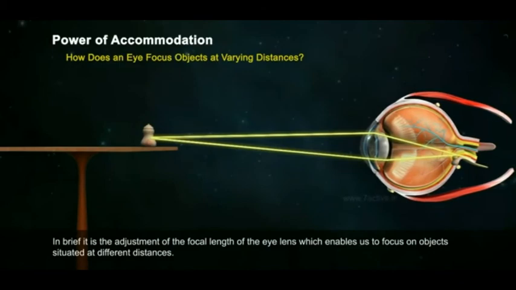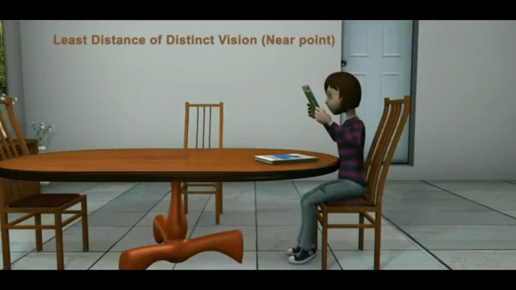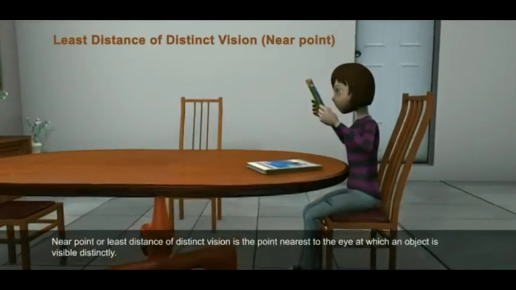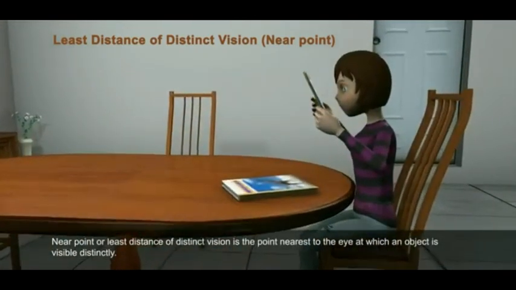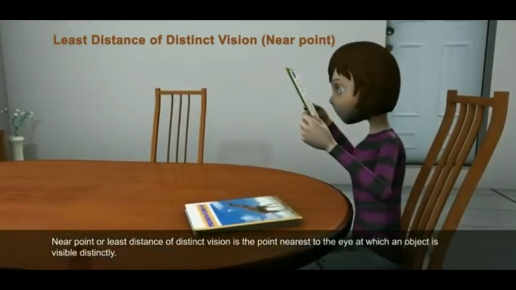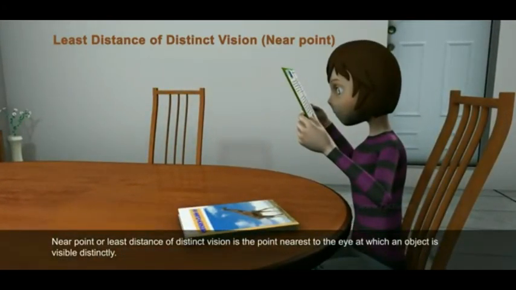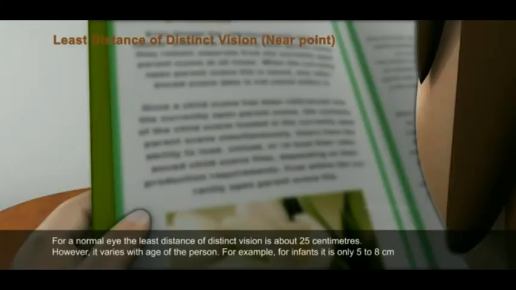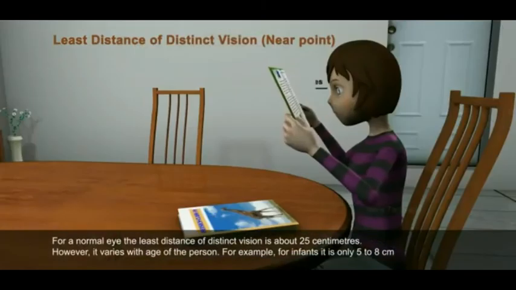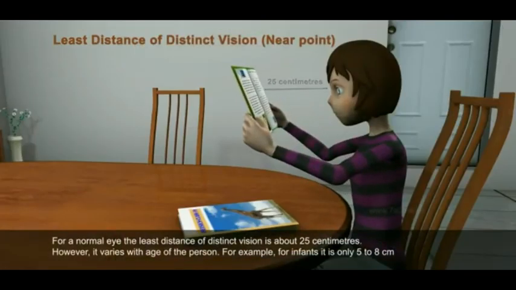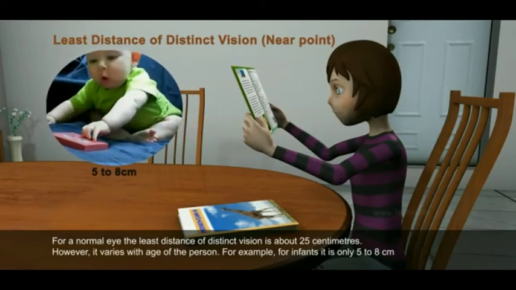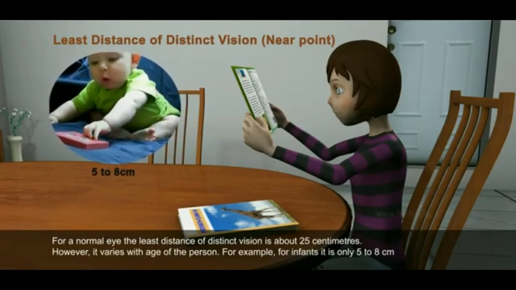Least distance of distinct vision, near point. The near point or least distance of distinct vision is the point nearest to the eye at which an object is visible distinctly. For a normal eye, the least distance of distinct vision is about 25 centimeters. However, it varies with the age of the person. For example, for infants, it is only 5 to 8 centimeters.